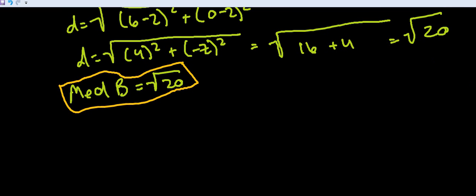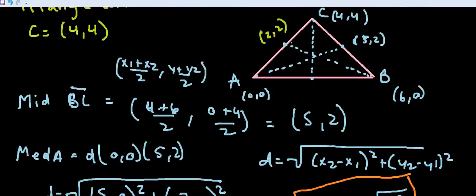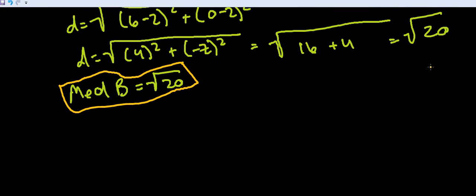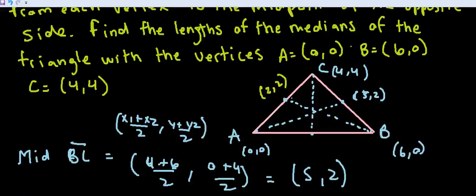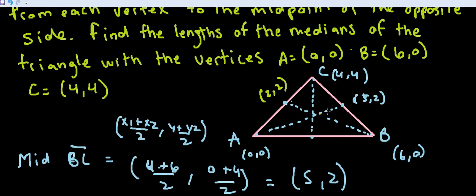Now we have two of our lengths. We said A was the square root of 29, and we just figured out B is the square root of 20. Now we only have one more, and that is C. We need to figure out the midpoint between A and B, and once we figure out this midpoint, we then find the distance between the midpoint and C. A and B are 0, 0 and 6, 0. So let's find that midpoint.